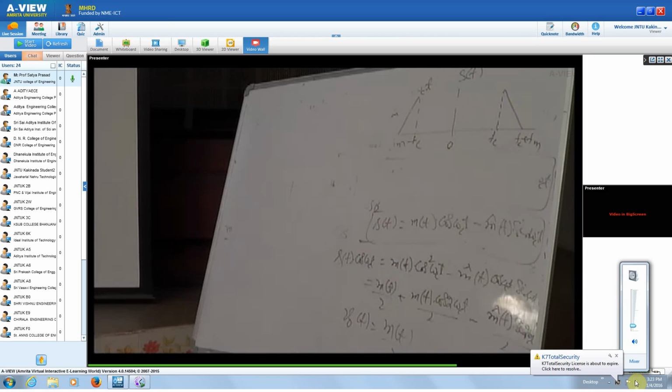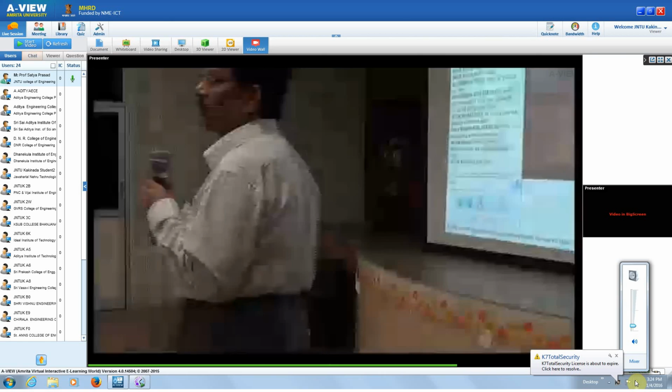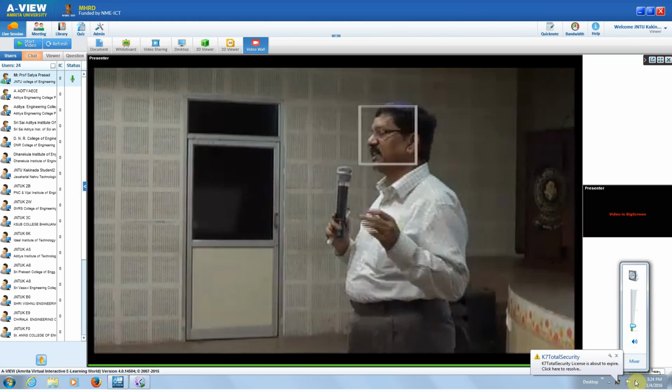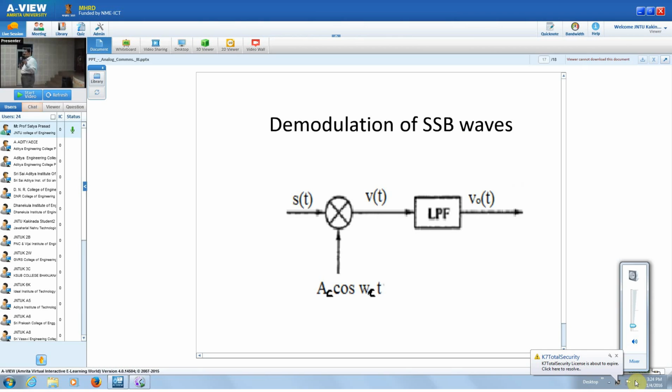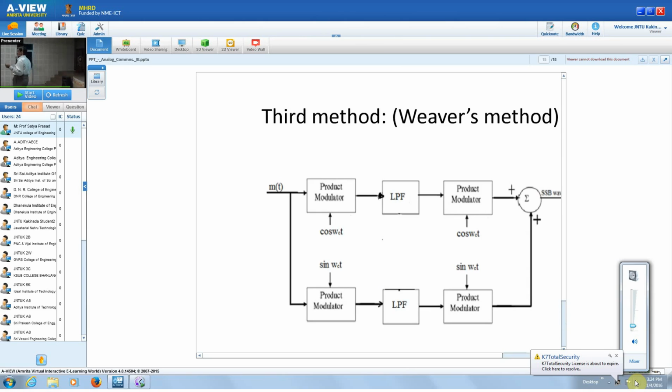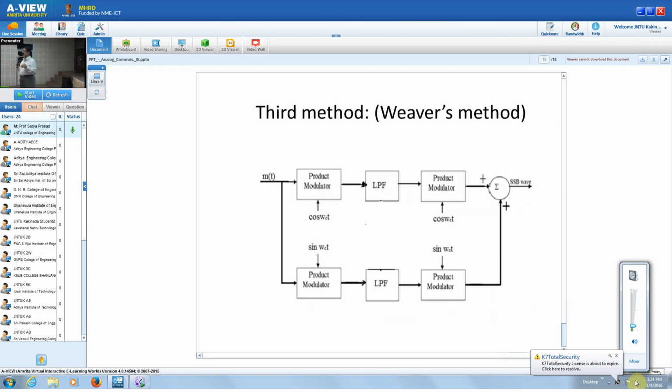And any doubts here? SSB and the frequency domain representation we have discussed for LSB, and then the pre-envelope definition of the signal along with the Hilbert transform, and from that we have derived the time domain expression of m of t.